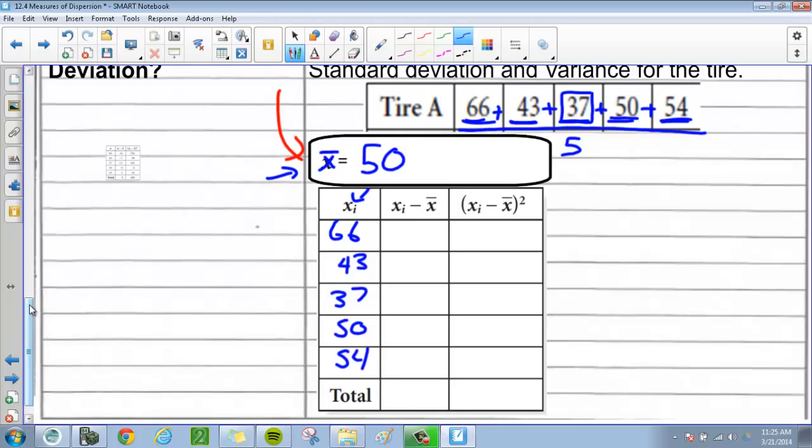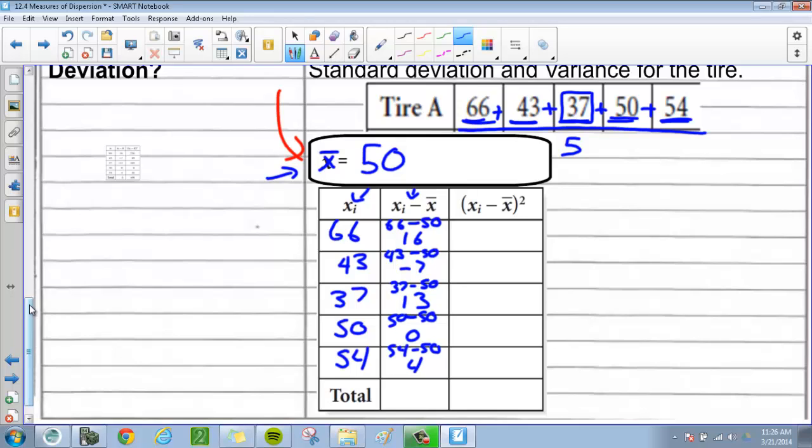Now, this row wants you to take the x sub i, your value right here, and subtract the mean from it. So we have 66 minus 50, so we got 16, and then 43 minus 50, so we got -7, and then 37 minus 50, so we have -13, and then 50 minus 50, so we have 0, and then 54 minus 50, so we have 4 right there. So that was that part.